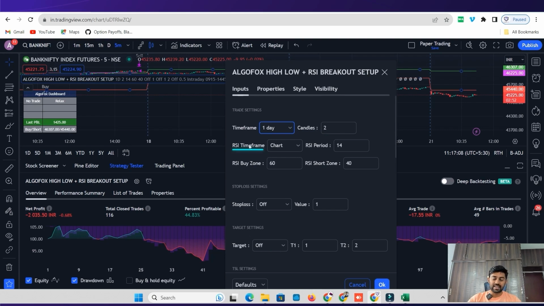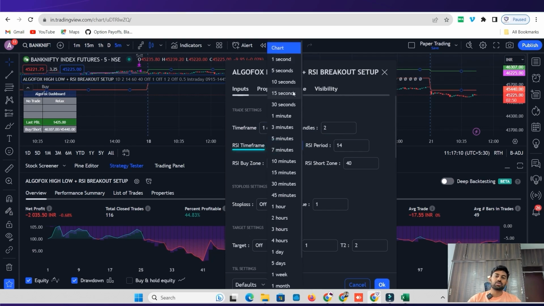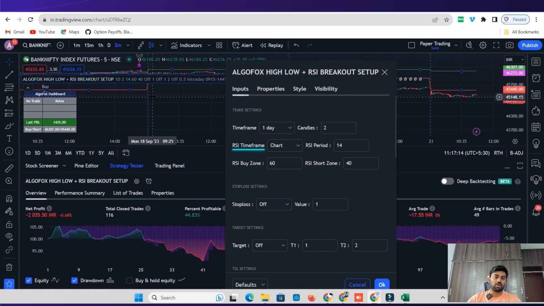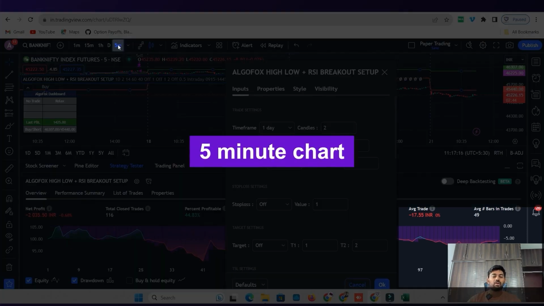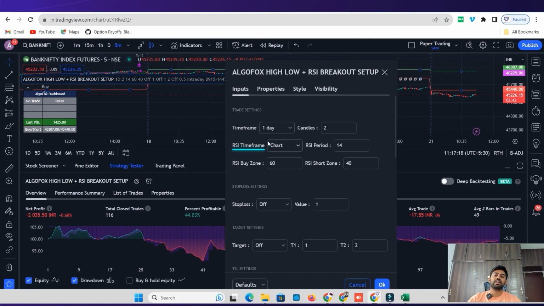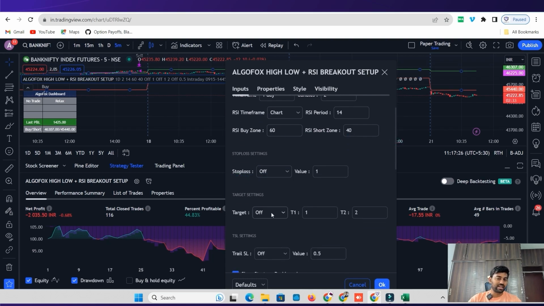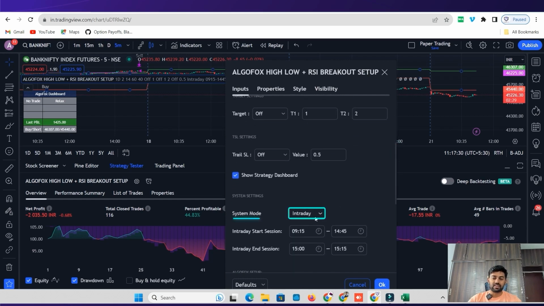Similarly, for the RSI time frame, I can either choose any time frame for the RSI or whatever is available on the chart. For example, right now I'm on a 5 minutes chart, so by default it will take a 5 minutes RSI time frame. Then the RSI buy zone is 60, short zone is 40. Stop loss is currently off, target is currently off, trailing stop loss is currently off. It's an intraday system which will run from 9:15 to 2:45 and square off the orders at 3:15.